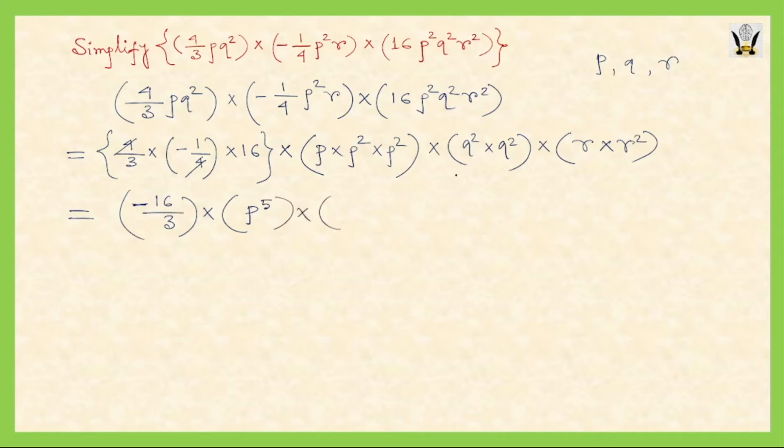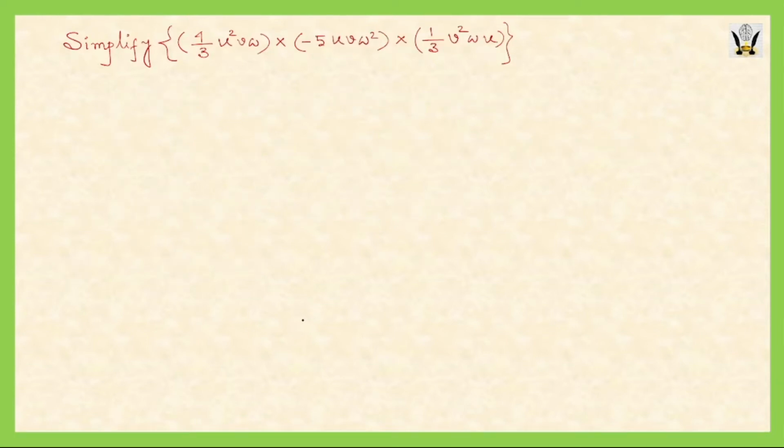Then from this term it will be q, again the base is the same, and the powers will be added, so it will be q to the power 4. Then from the last term, again the base is the same, which is r, so 1 plus 2, it will be r to the power 3. So our final answer will be minus 16 divided by 3, then p to the power 5, q to the power 4, and r to the power 3.